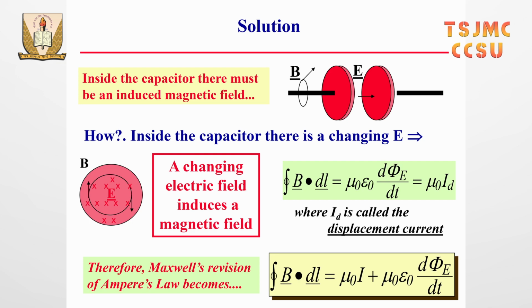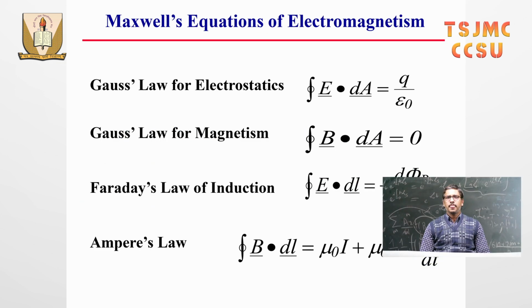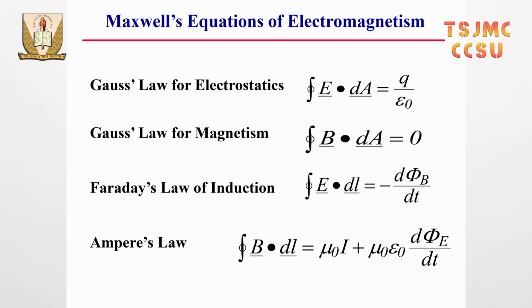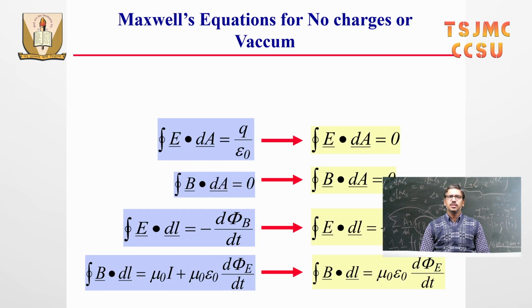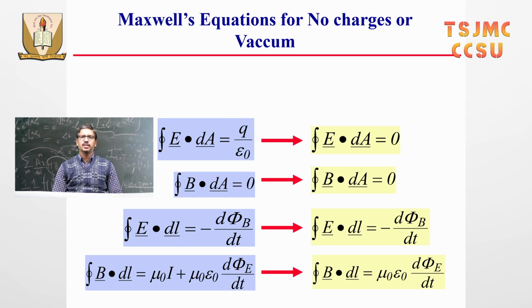So Maxwell's equations of electromagnetism are four equations: integration E dot dA equal to Q upon epsilon naught, integration B dot dA equal to 0, integration E dot dl equal to minus d phi B by dt, and integration B dot dl equal to mu 0 I plus mu 0 epsilon naught d phi E upon dt. You can also write the equations for vacuum where no charges are present. You just put Q equal to 0, and you will get these four equations and nothing else.